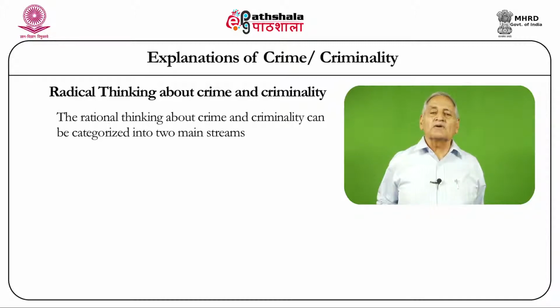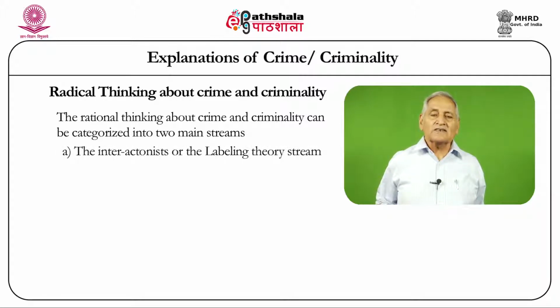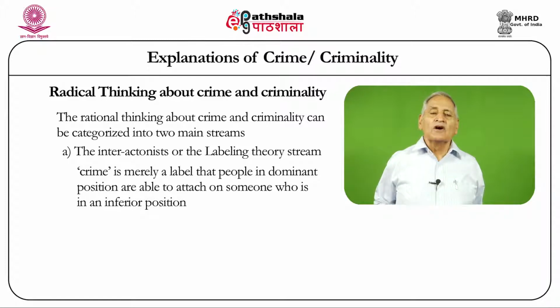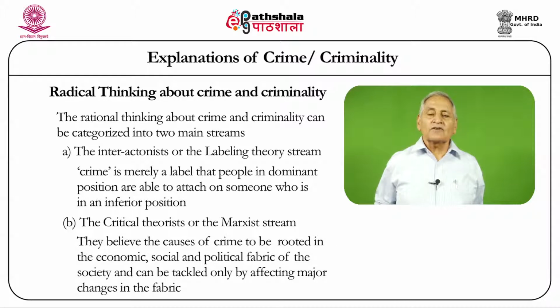The radical thinking about crime and criminality can be categorized into two main streams: the interactionist or labeling theory stream. Crime is merely a label that people in dominant positions are able to attach to someone who is in an inferior position. The second radical stream was the critical theorists or Marxist stream. They believe the causes of crime to be rooted in the economic, social and political fabric of the society and can be tackled only by effecting major changes in the fabric.